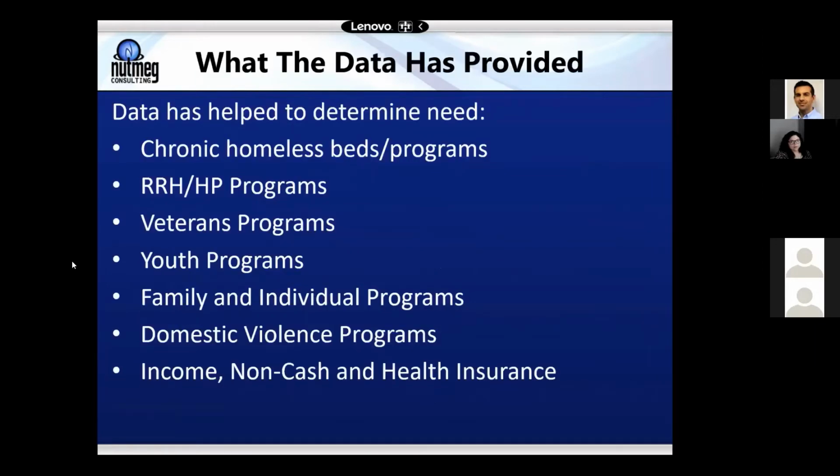So data that has helped determine need, so things like chronic homeless beds and programs. That was one of the very first uses of the data when the McKinney-Vento Act was signed back in the 90s, it was 89, 90, to help address the growing homeless issue amongst those who were disabled with mental illness. And as state hospitals were closing, those who had no family or other place to go, a lot of them ended up on the street.